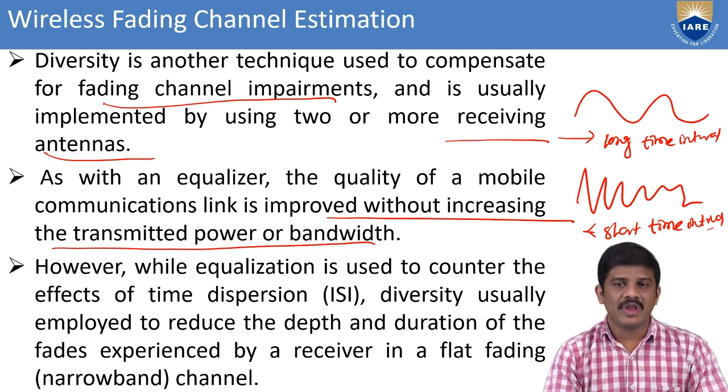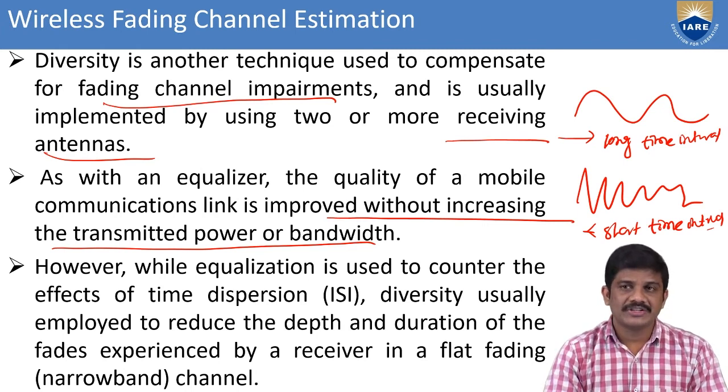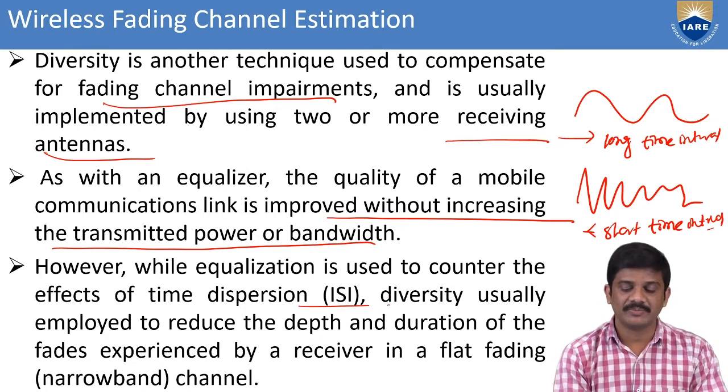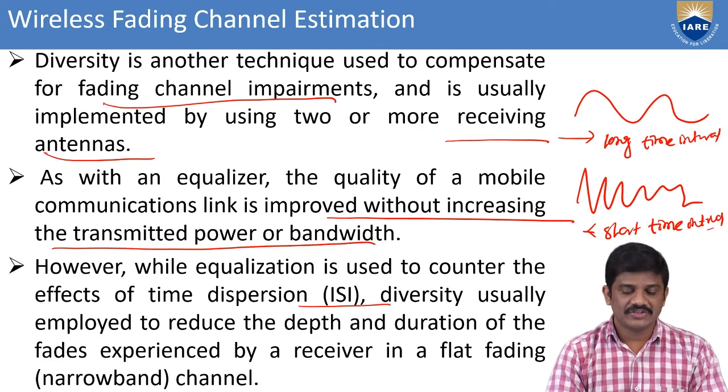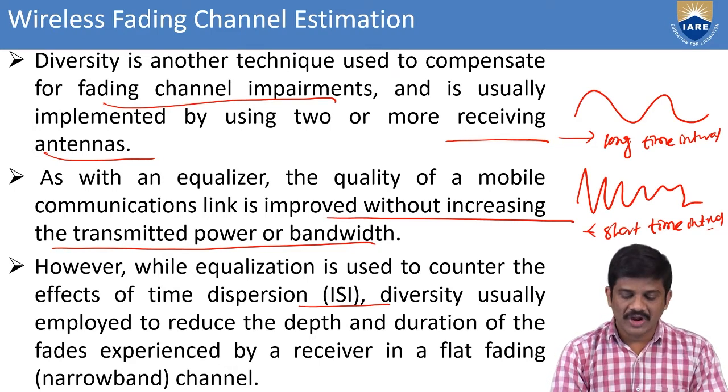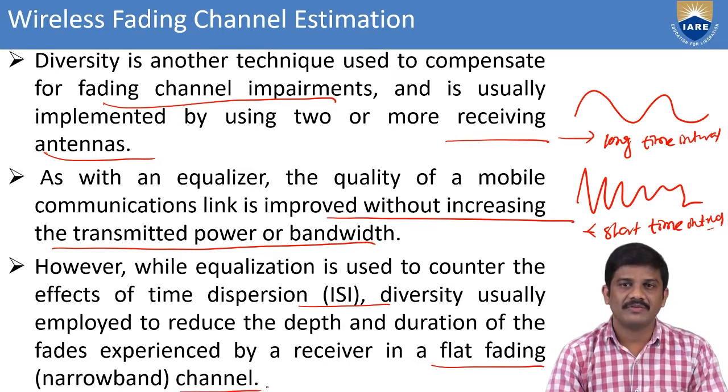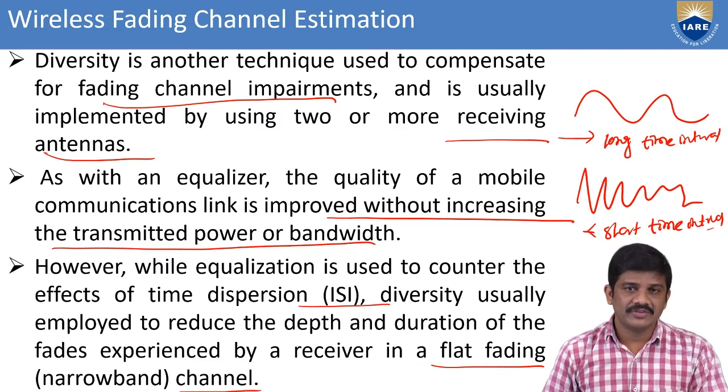Coming to equalization, it counters the time dispersion, that is intersymbol interference, ISI. Diversity is usually employed to reduce the depth and duration of the fades experienced by the receiver, and it comes under the flat fading channel. It is also called narrow band. Here mainly we are taking the diversity technique for reducing the fading experienced by the signal.